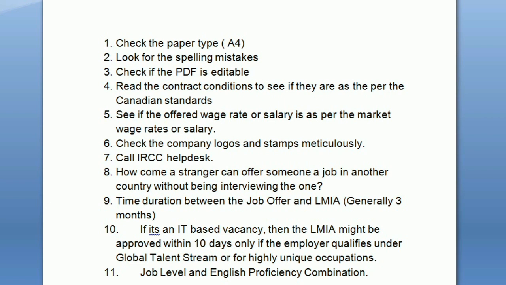Call the IRCC help desk. That's another attempt. If you can, try to gain more information, see if they can help you, and that can again help you identify whether it's an original job offer or not.